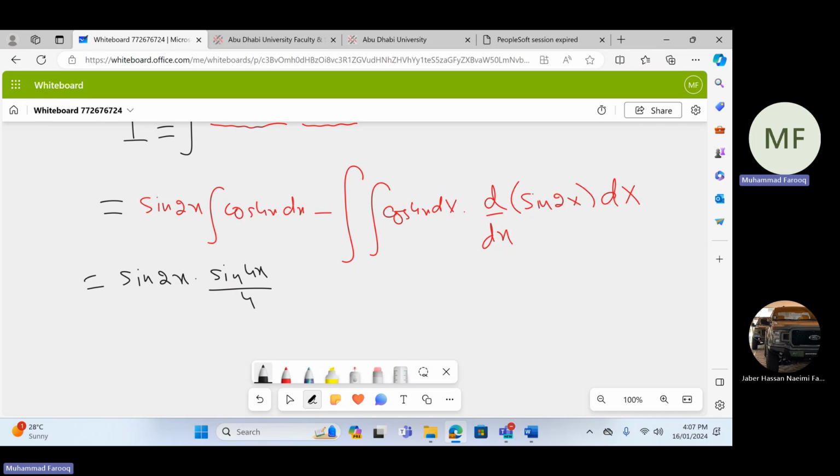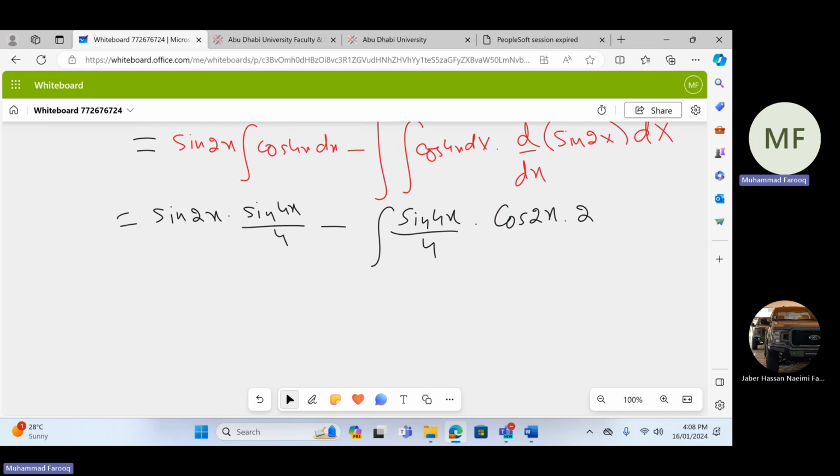Otherwise, within by parts, u-substitution becomes very lengthy. So just write directly, please. Come on now, we are done. Answer is sine 4x divided by 4, times sine 2x, derivative cosine 2x times 2. I told you already, in differentiation this number multiplies, in integration this number divides.